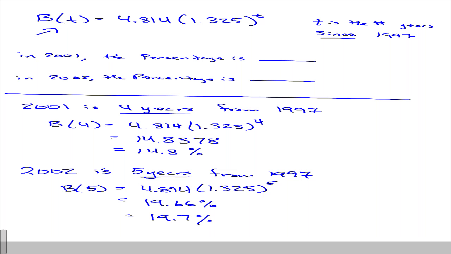Now remember, you always have to take the difference between the year that you're finding and the year that the problem says the function is based upon. So it says t is the number of years since 1997. If we're given a year of 2002, we have to figure out how many years it is in between those 2 years. So that's why we take 2002 minus 1997, we get 5 years. 2001 minus 1997 would be 4 years. That's how you're able to know what number to put in for the letter.